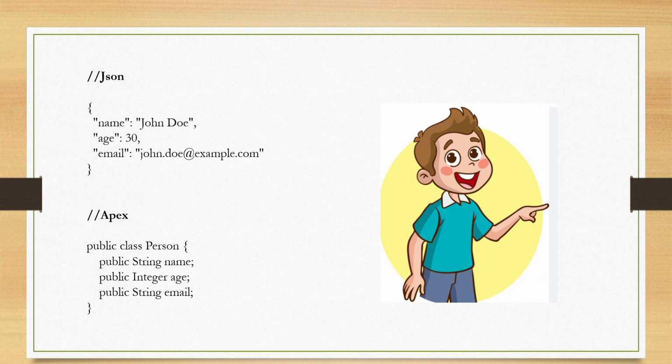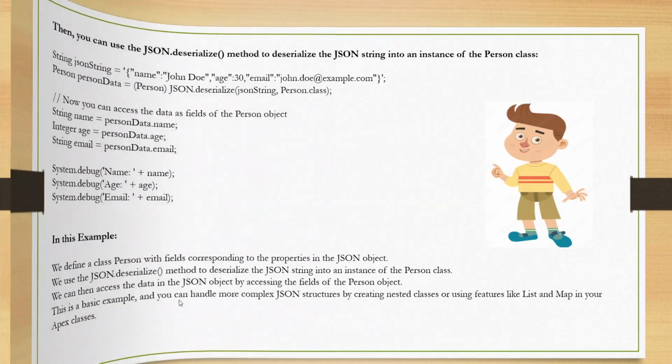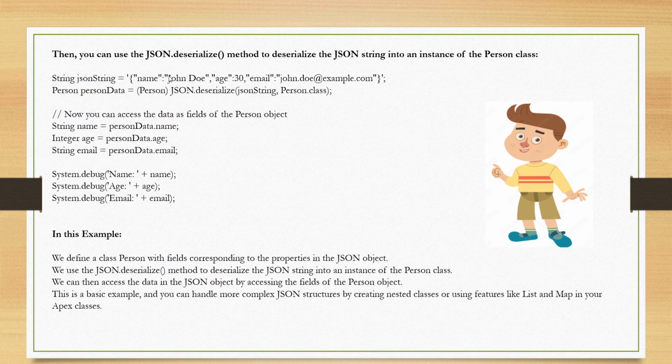Your data comes in the JSON format like this, and in the Apex class you write: public class Person, public String name, public Integer age, public String email. Then you can use the JSON.deserialize method to deserialize the JSON string into an instance of the Person class. That is the JSON string with name, age, and job. Person data equals JSON.deserialize of the JSON string into Person, and you can access the data as fields of the person object.